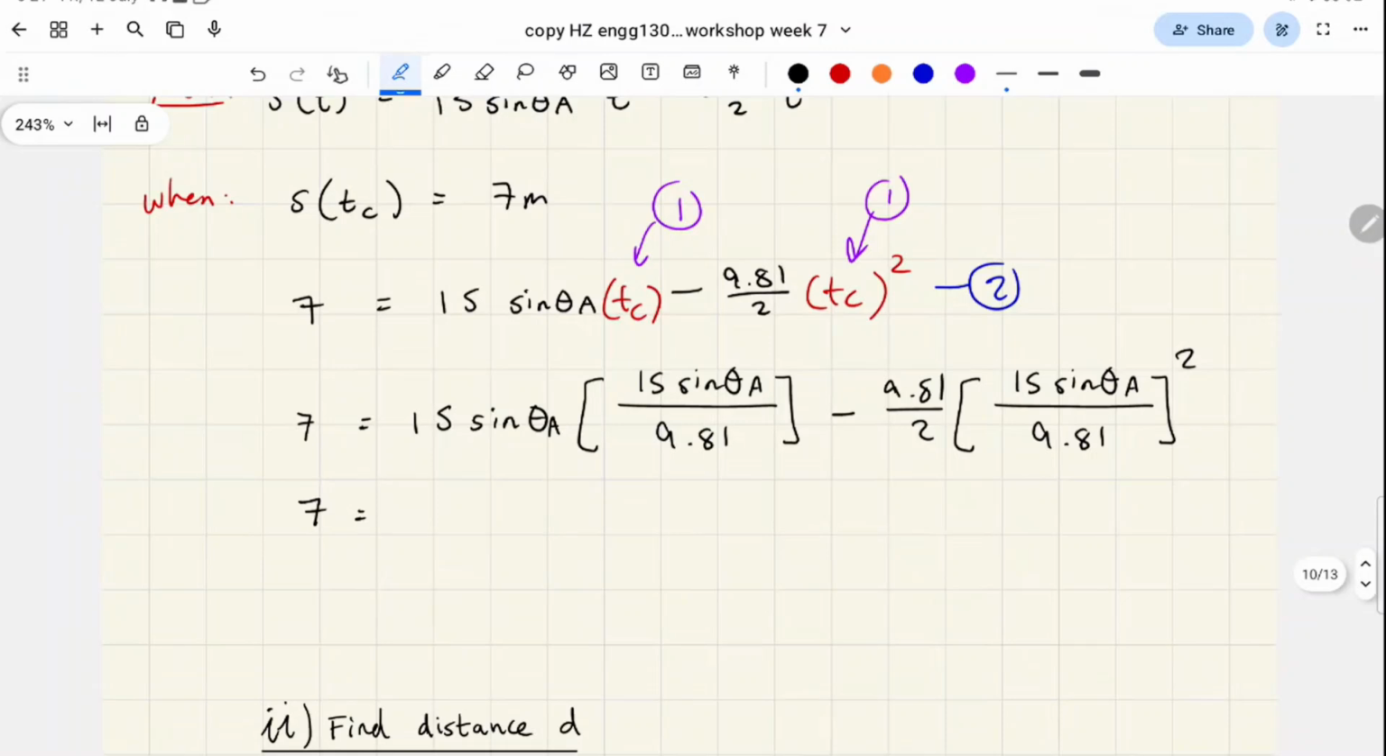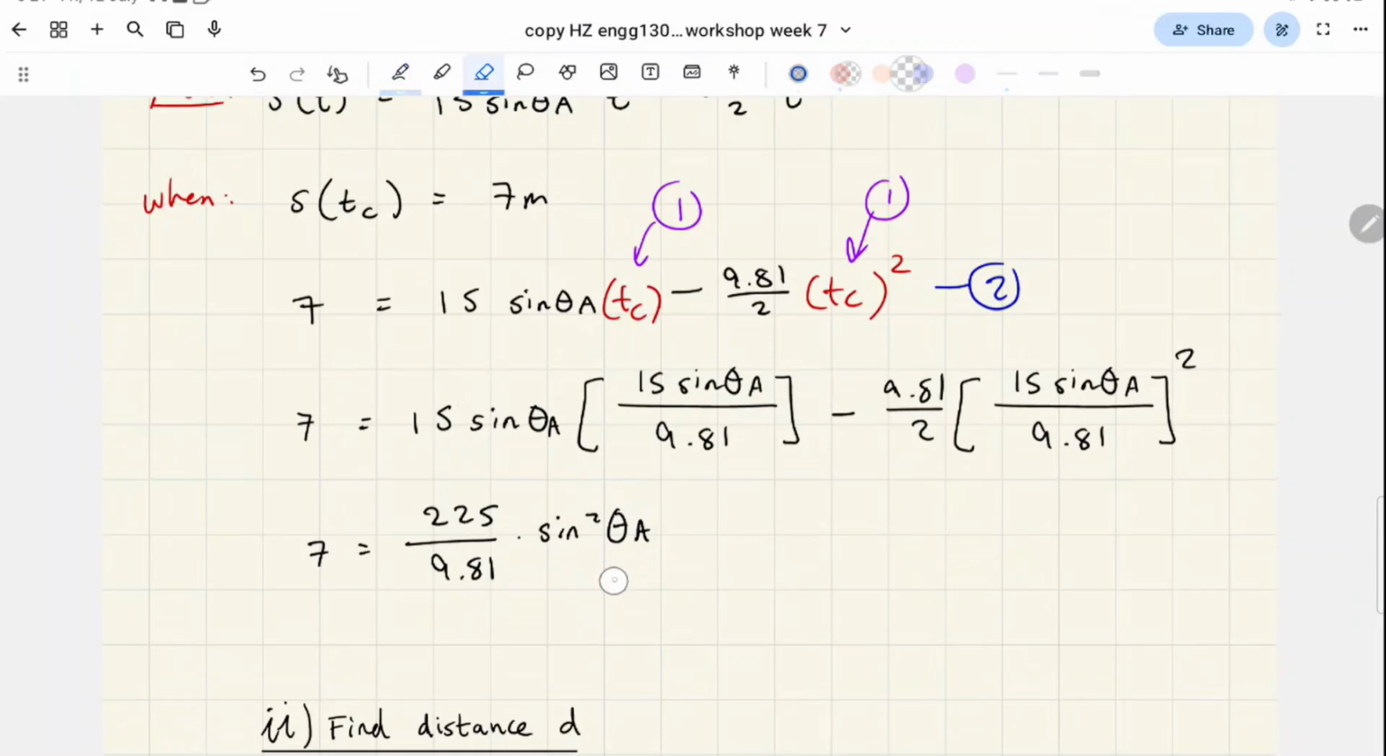I think I just, how many steps did I skip? Okay, I'll write the intermediate calc. We have one sine here, one sine here. It becomes sine squared, which is what results in that part. 15 times 15 is 225, divided by 9.81. That's what that all is.